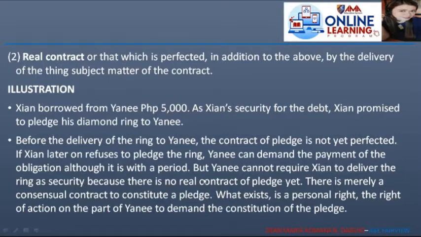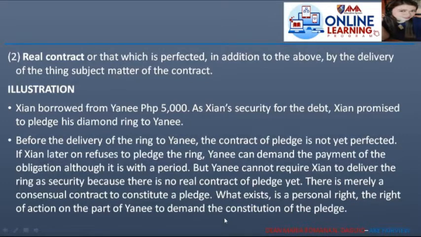So, but Yani cannot require Zian to deliver the ring as security because there is no real contract of pledge yet. There is a merely consensual contract to constitute a pledge. What exists is a personal right. So what is that right? This is the right of action on the part of Yani to demand the constitution of the pledge. Pwede pa rin pilitin.